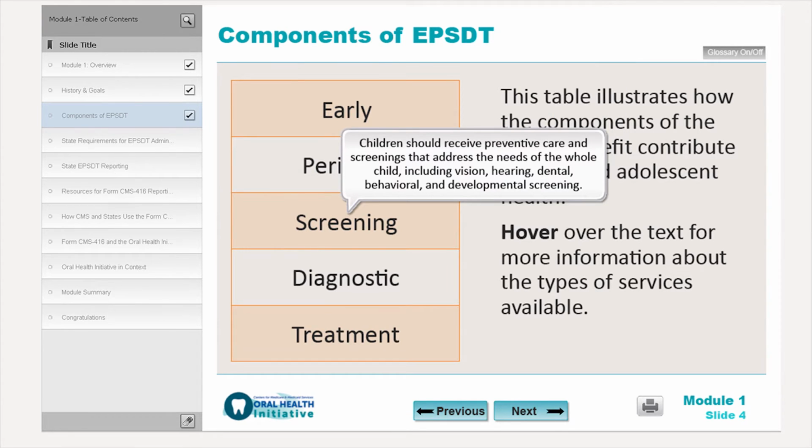It is also important to conduct screenings. Children should receive preventive care and screenings that address the needs of the whole child, including vision, hearing, dental, behavioral, and developmental screening.